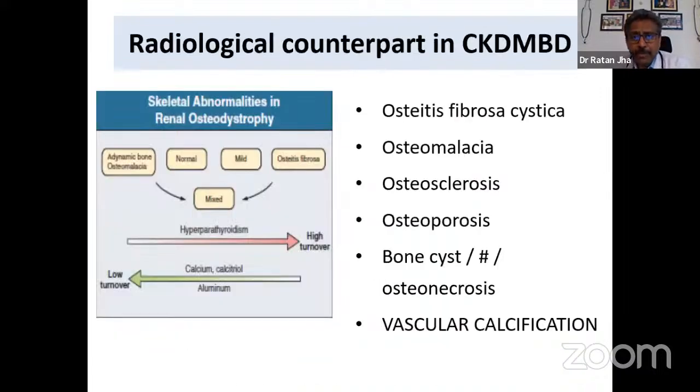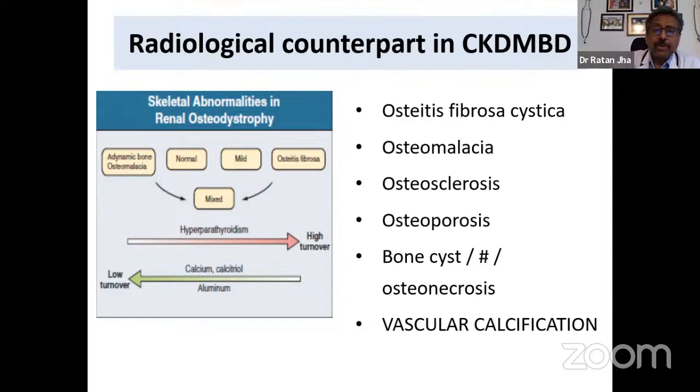So radiologically, when we talk about chronic kidney disease MBD and osteoporosis, we get different kinds of patterns, starting from the extreme pattern of high turnover bone disease called osteitis fibrosa cystica to low turnover bone disease of osteomalacia. Osteosclerosis is a part of high turnover bone disease. Osteoporosis could be present in any combination with what we have talked about. There could be bone cysts, osteonecrosis, fractures, and vascular calcification. So these are the radiological counterparts of bone disease in a patient with chronic kidney disease.